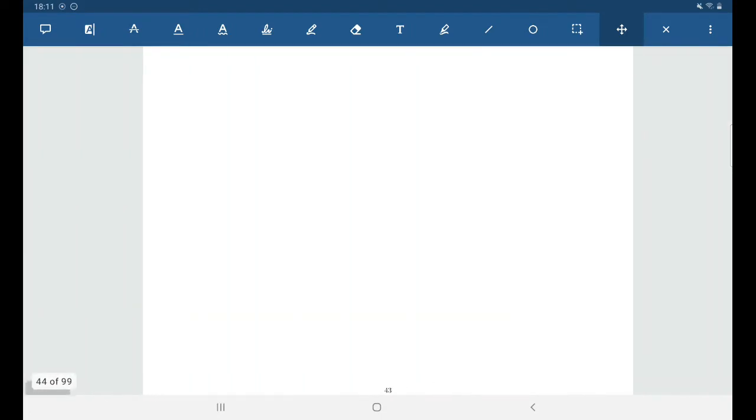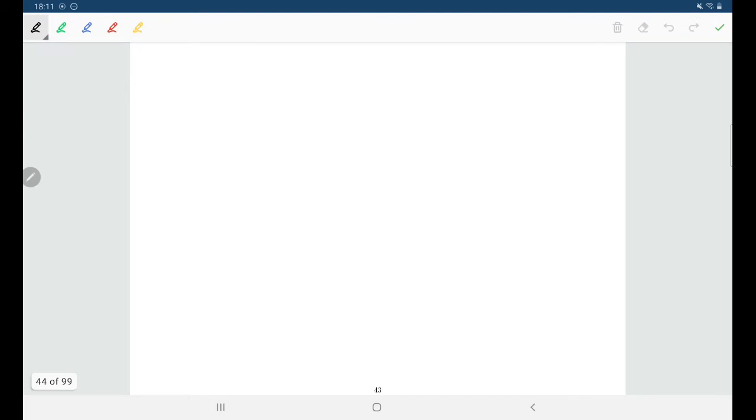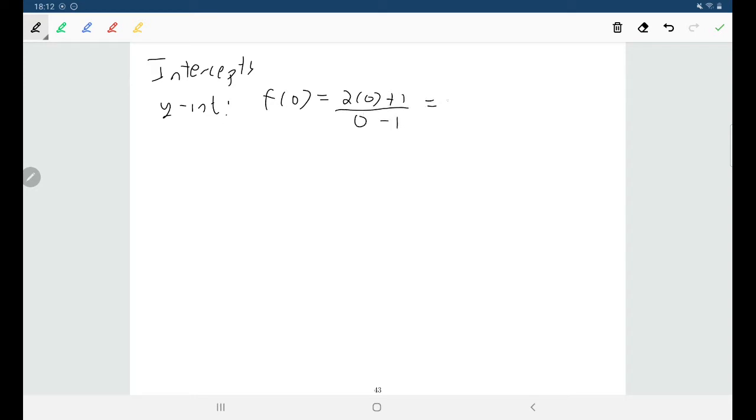The next thing we need to do is think about our x and y-intercepts. So for the y-intercept, this happens when x is 0. So this is where we'll need to put in 0 for x into our function, and that gives me a value of -1. So we have the point (0, -1).